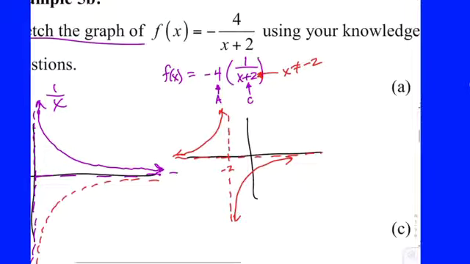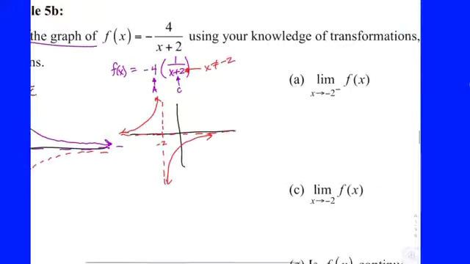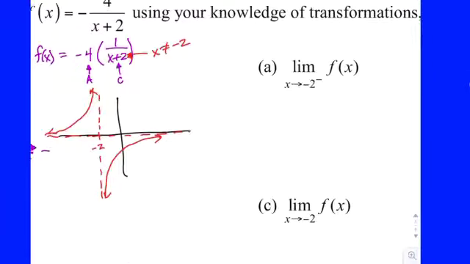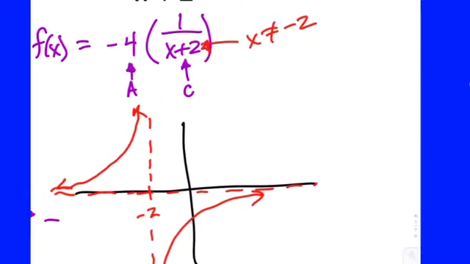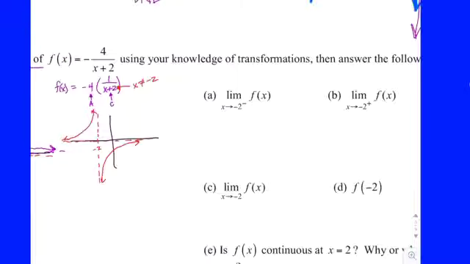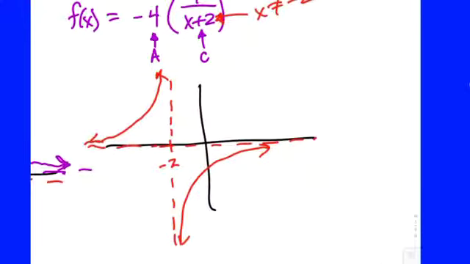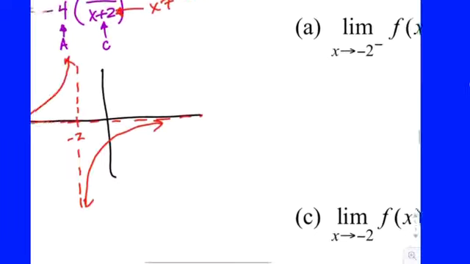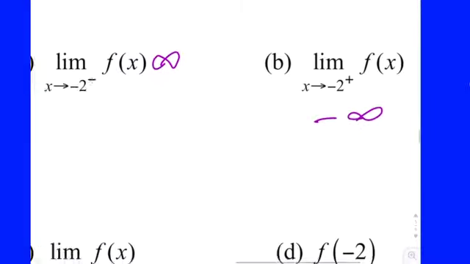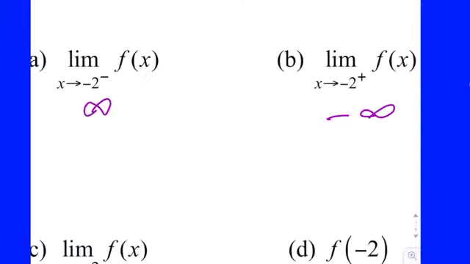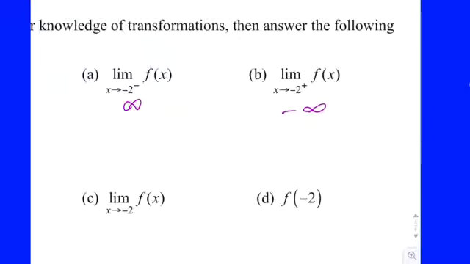All right, so now that you have the graph, it's real easy to answer these questions, right? Let's do them together. Negative 2 from the left is going where? It's going up to infinity. Absolutely. Negative 2 from the right-hand side is doing what? Negative infinity. Cool. I'm going to put equals negative infinity. You can either do that, or I'm going to write it underneath there. Remember, when you evaluate an expression, you can put it underneath. That looks better. You don't need equal signs.